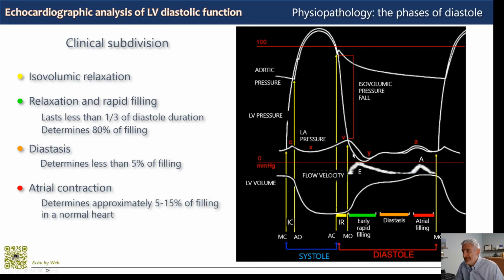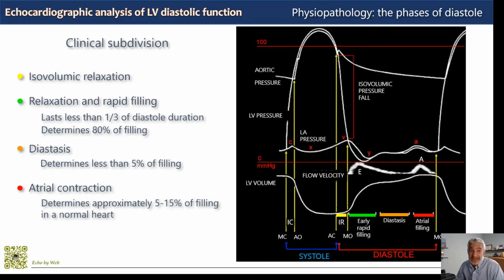So during early rapid filling, pressure is higher in the atrium and lower in the ventricle. This is caused by LV relaxation, and this gradient causes mitral valve flow, the E wave. The greater the gradient, the greater the flow. And this ends, as I said, after the first third of diastole.